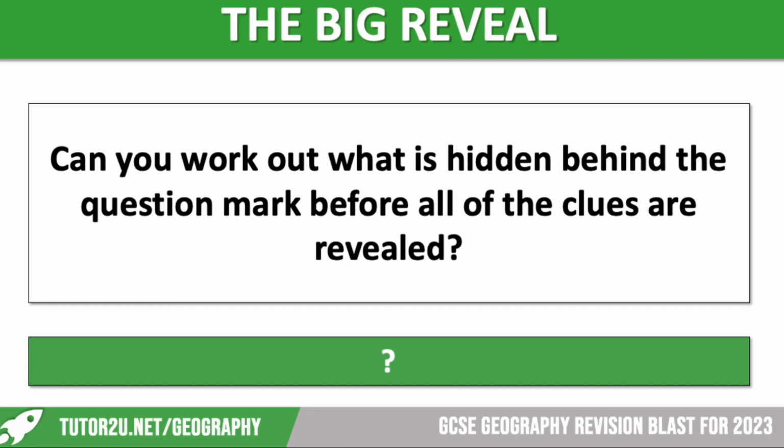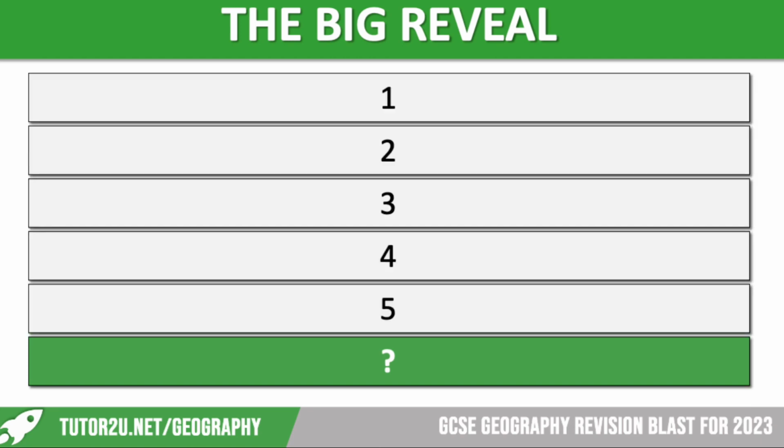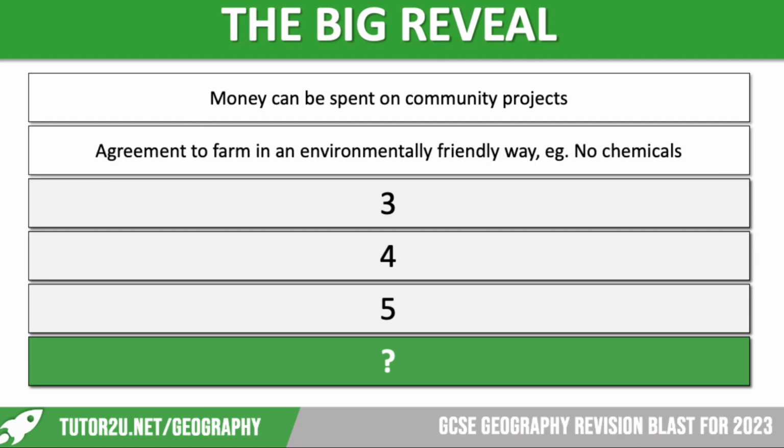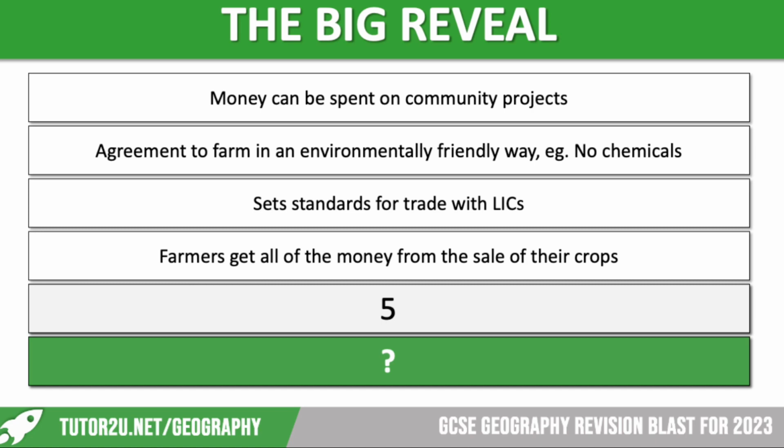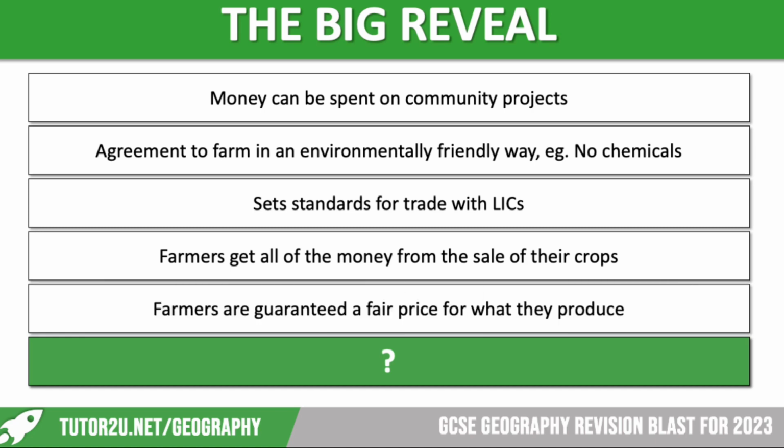You've got to work out what is hidden behind the question mark before all of the clues are revealed. Let's go. Number 1. Money can be spent on community projects. Number 2. Agreement to farm in an environmentally friendly way. So, for example, no chemicals. Number 3. Set standards for trade with low-income countries. Number 4. Farmers get all of the money from the sale of their crops. And number 5, farmers are guaranteed a fair price for what they produce.